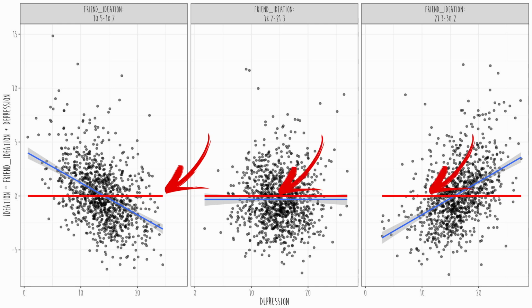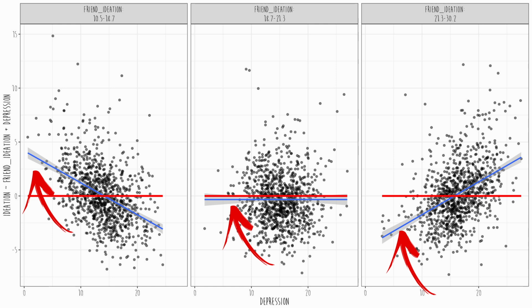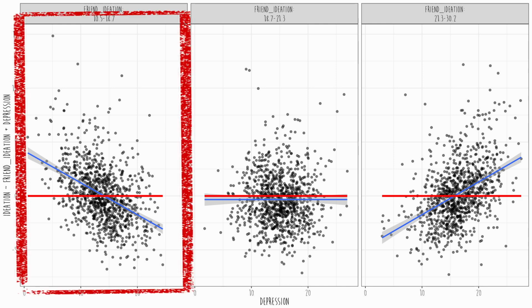That's why all those red lines are flat. That's what our model suggests. But if you were to overlay a regression line on each of these panels, you would see, holy moly, there's a relationship there. You missed something.